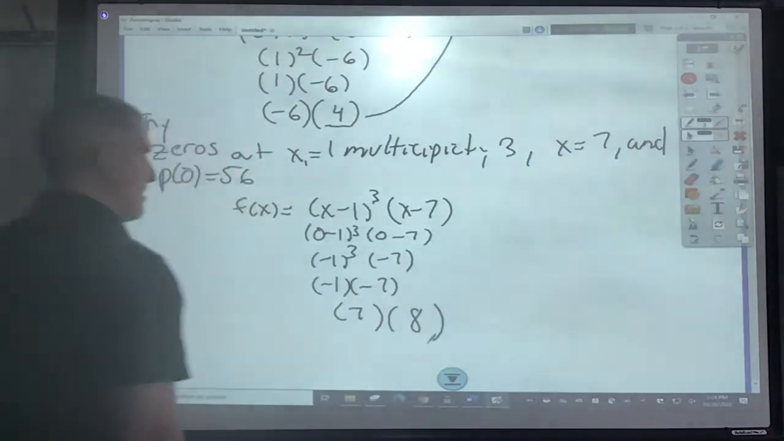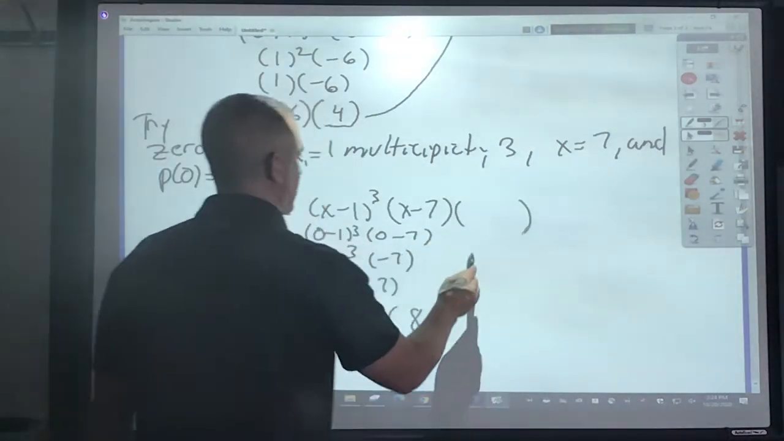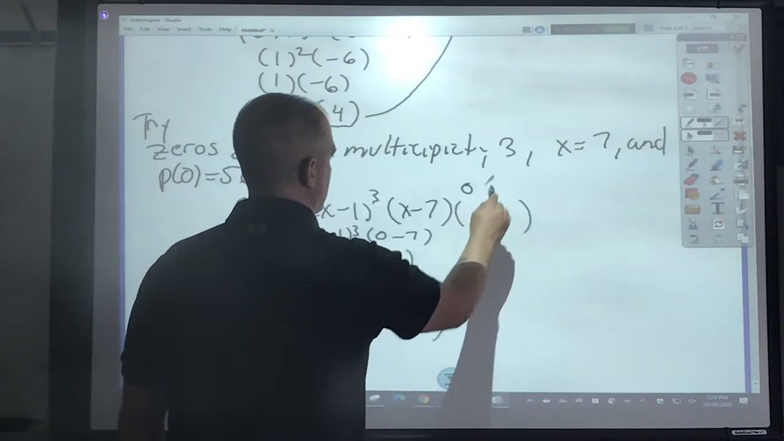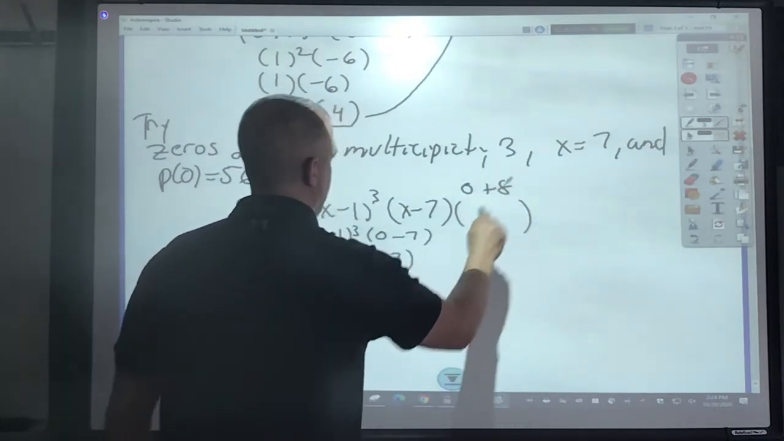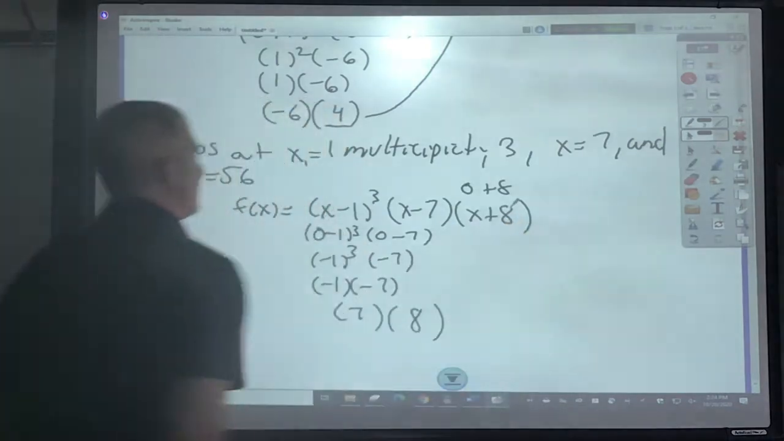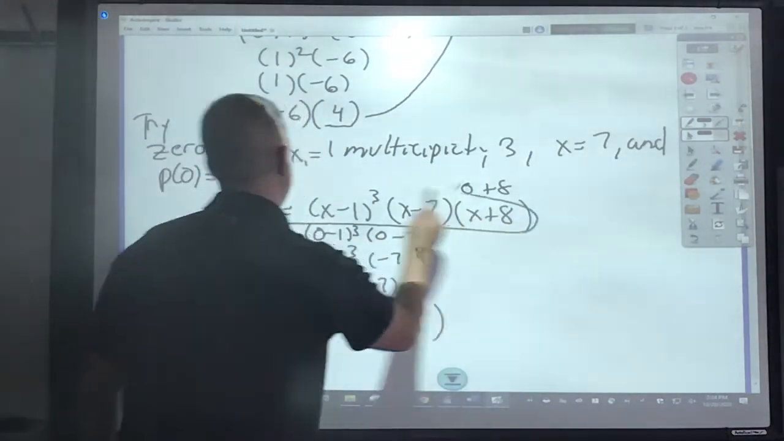How would I get that to be 56? It would have to be times 8. So how would I get that to be 8 if I put in 0? It would be plus 8. So this other factor would be x plus 8.